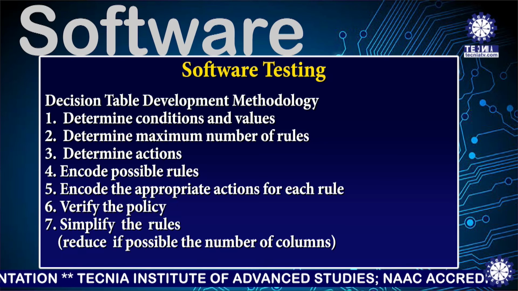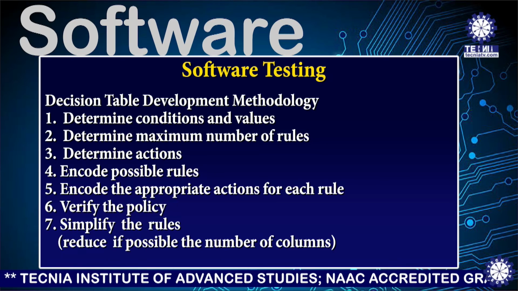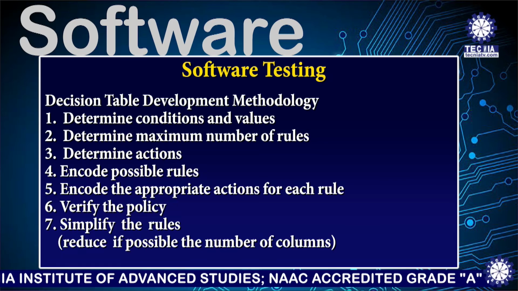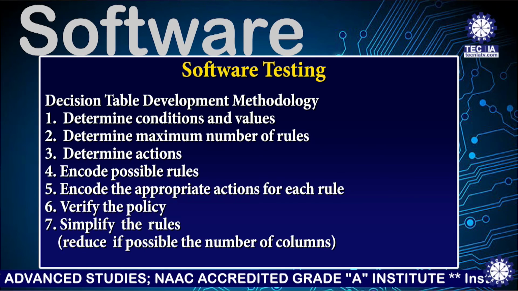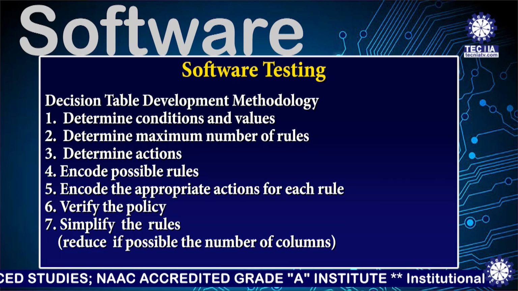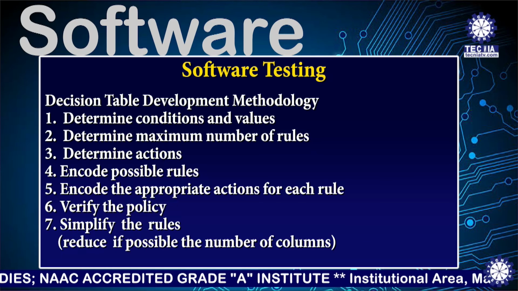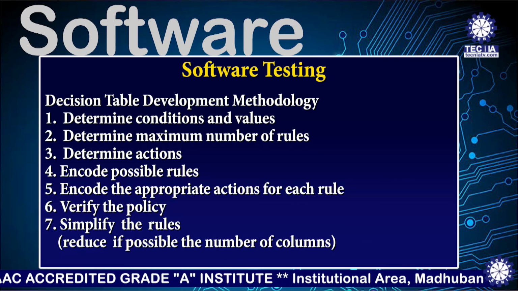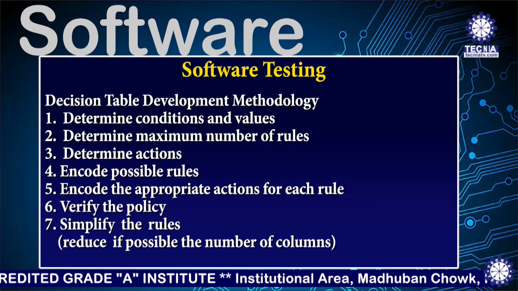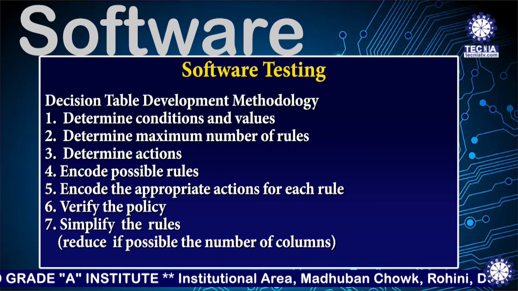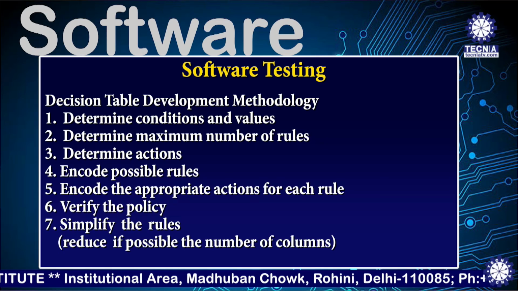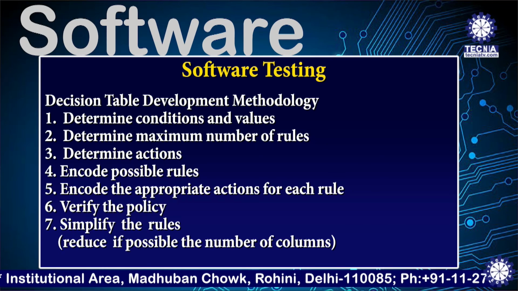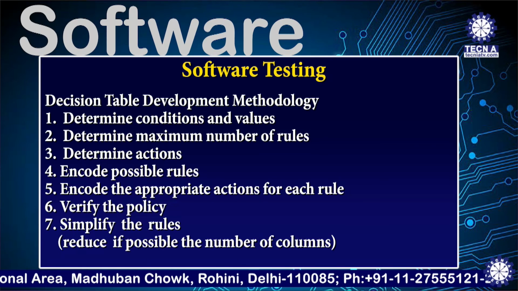For example, if the printer is not online, then there must be an action for that. An action may be that we must check the power, and we must check that the printer is connected with the system. The next point in making a decision table is encode possible rules. Whatever possible rules are there, they are also mentioned in decision tables.